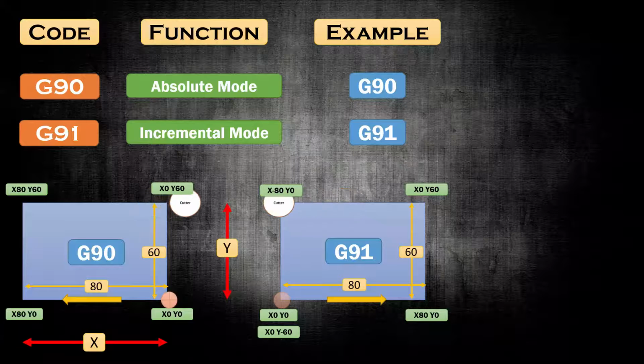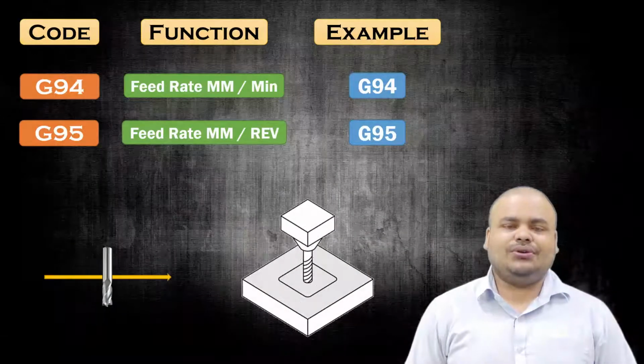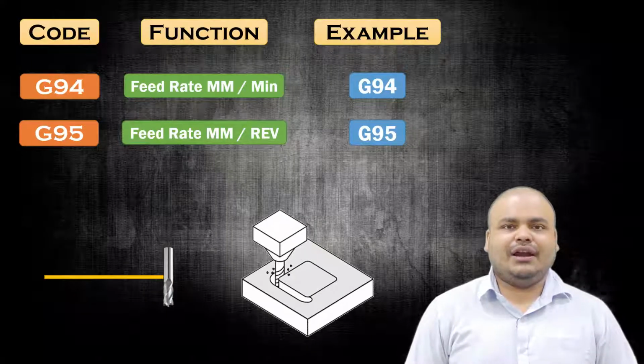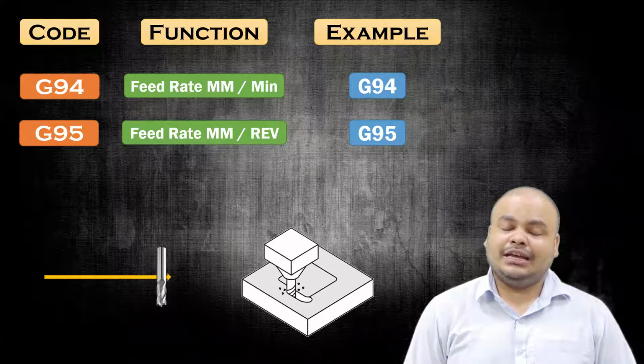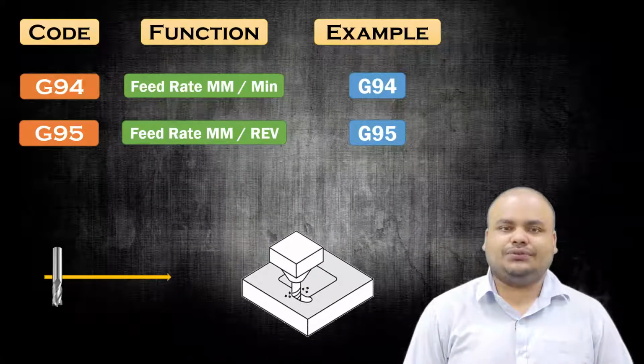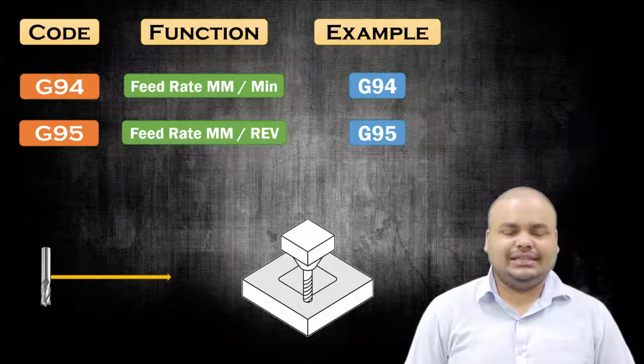Next we'll be moving towards the G codes G94 and G95. These two G codes stand for the feed rate. Here the feed rate is in mm per minute, and the other is mm per revolution. G94 is mostly used for milling machines and G95 is usually used on lathe machines, CNC lathe machines.